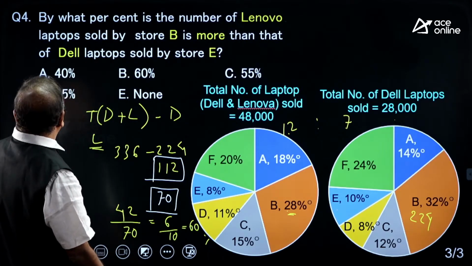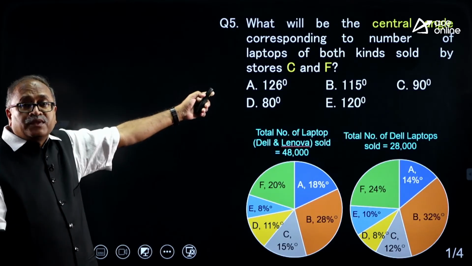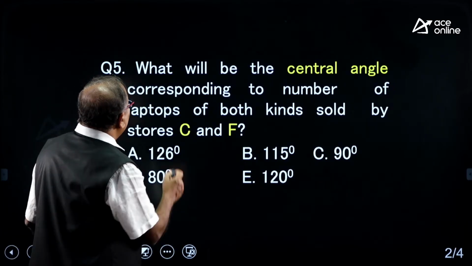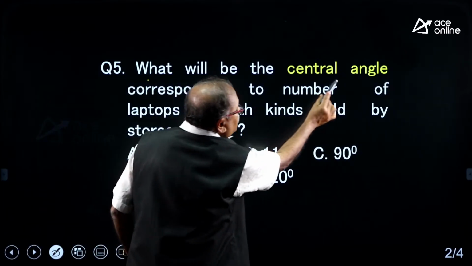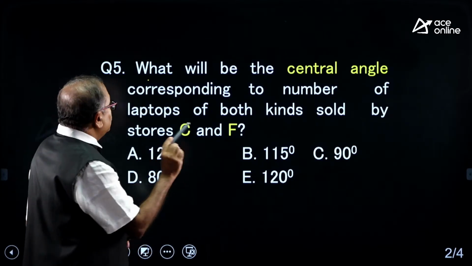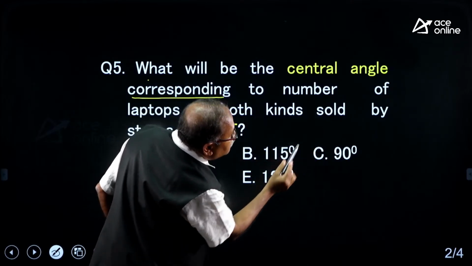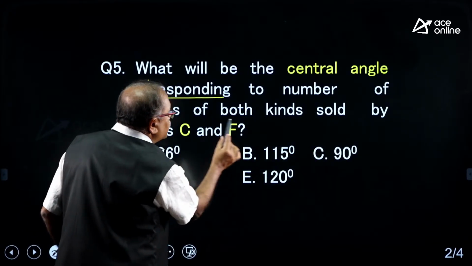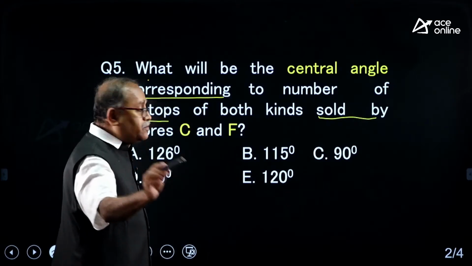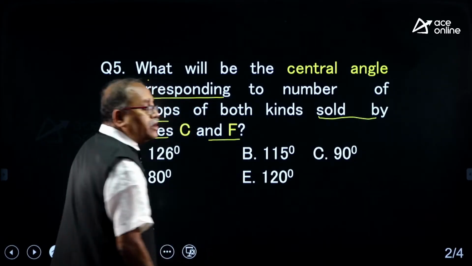Okay. So, we are on the fourth question. The last question of this set is this. First we will read what the question is. So, let us read this one. What will be the central angle? You know, it is a very basic question. Central angle, that means degree, corresponding to the number of laptops of both kinds sold by store C and store F in the first diagram.